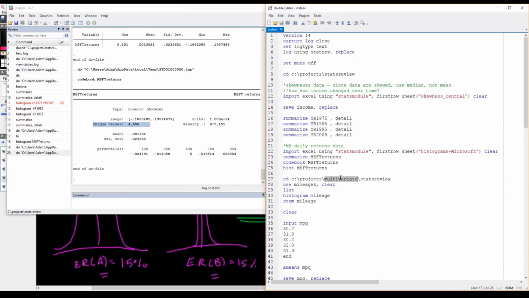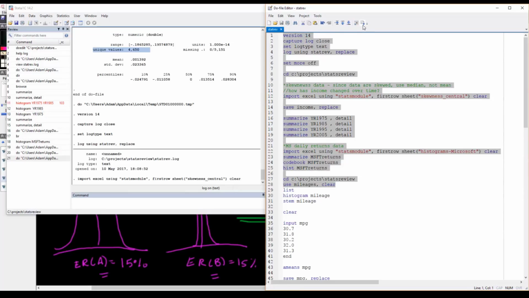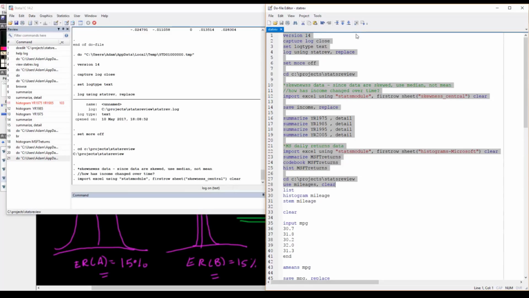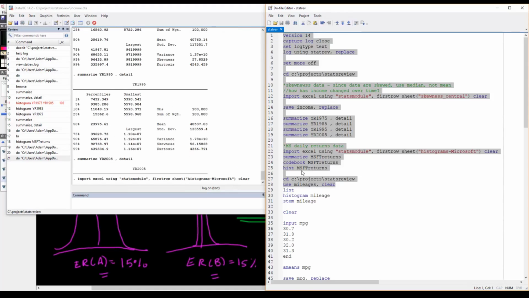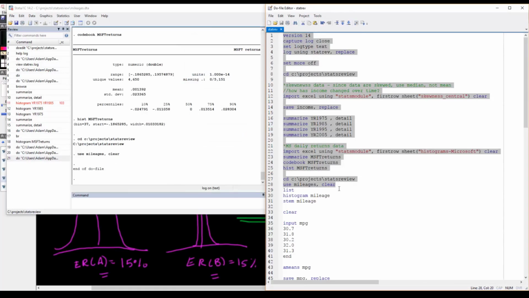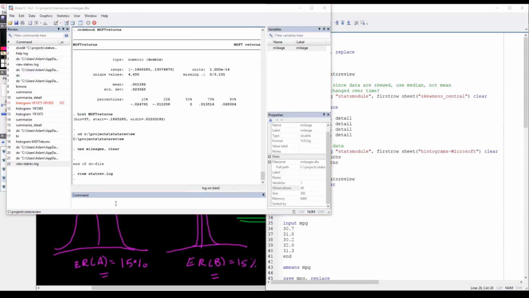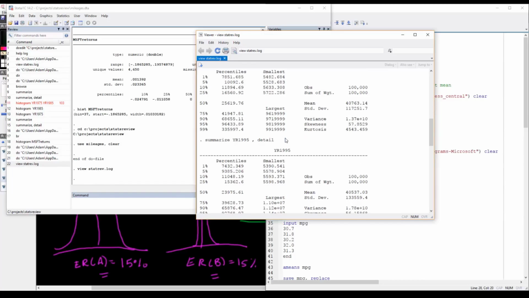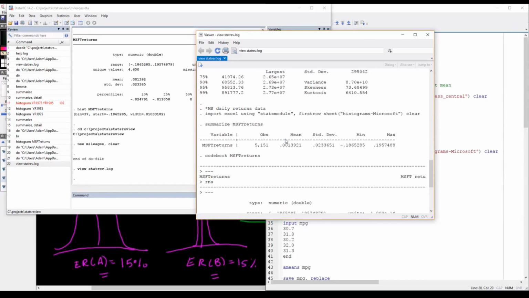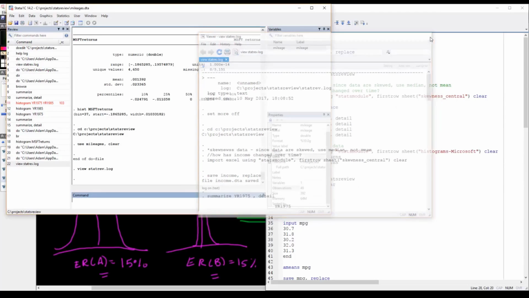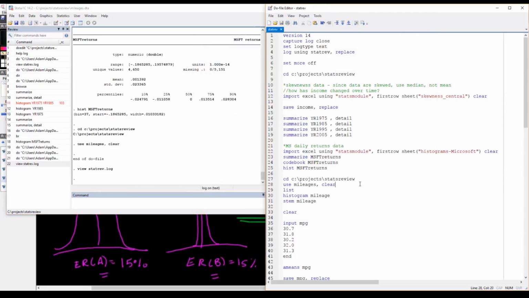So let me go back to the stats review folder. I'm going to grab some more data. I'm going to run this program through grabbing this data, and I'll show you the log file before we start to hit our stats review a little bit harder. So view is another command, stat review.log. This is the file that contains a log of every result that Stata produces. And again, we save these log files so that we can reproduce results.